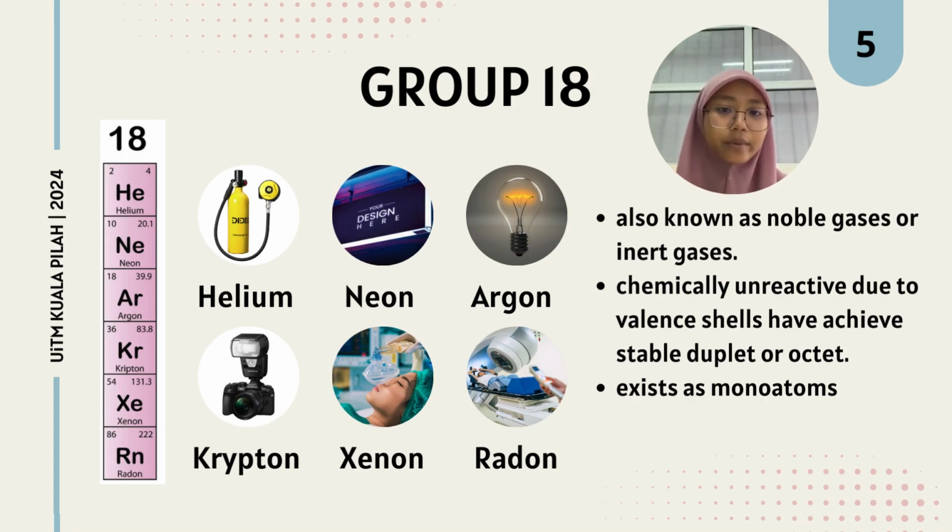Did you know that group 18 elements have many uses in our daily life? For example, helium we use in the oxygen tanks of divers, neon in advertising board lights, argon to fill electric bulbs, krypton usually in the flash of cameras, xenon for anesthesia, and radon to treat cancer.